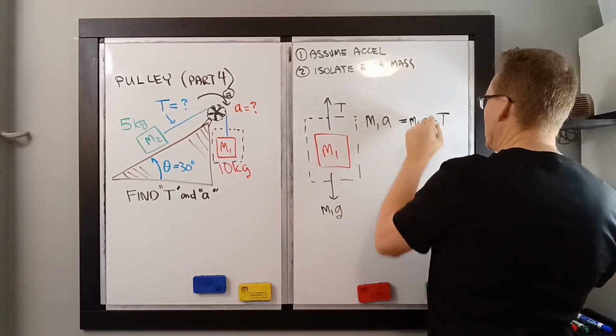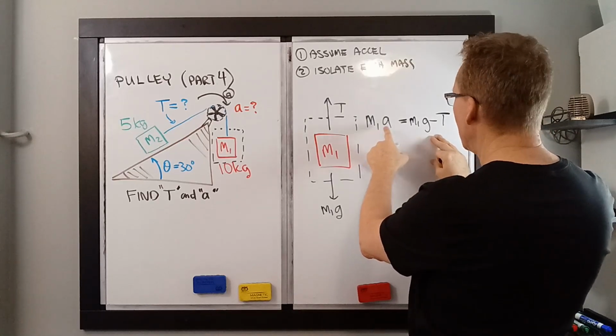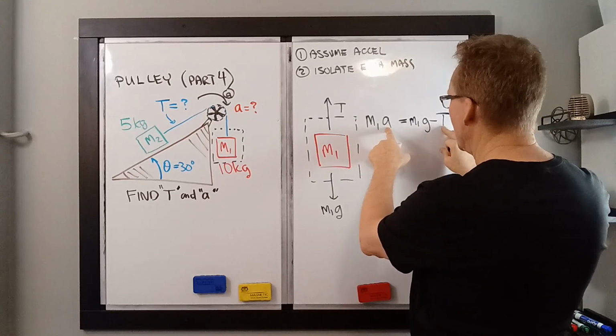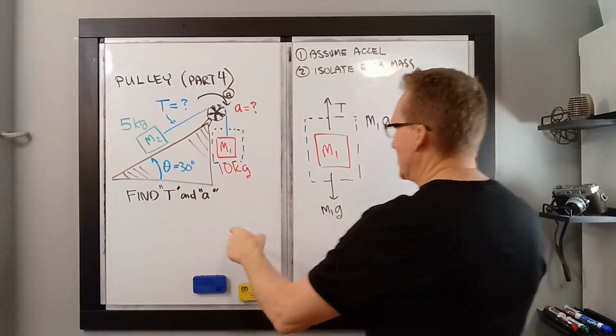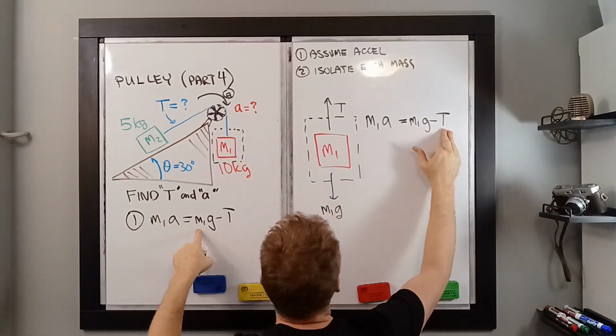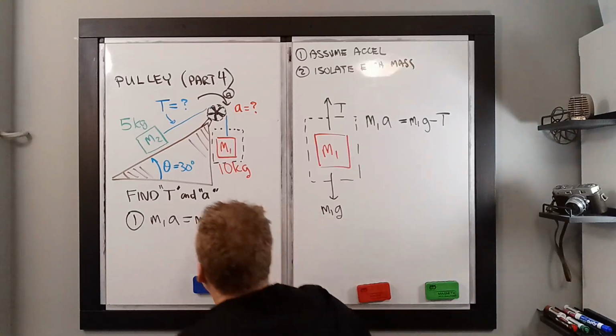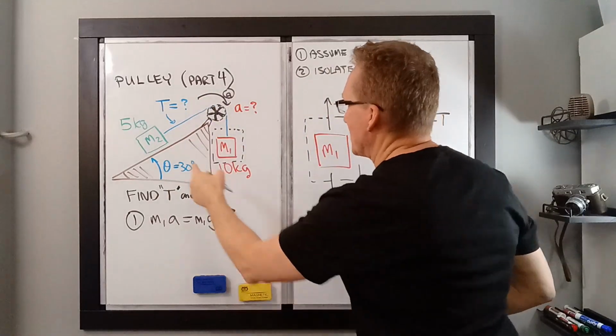M1G minus tension. Here we have the first of the two equations we're going to need, because we're going to have two unknowns, the tension and the acceleration. I'm going to write that equation over here and then double check. M1A equals M1G minus tension. Make sure you have everything correctly labeled. Now we can erase this side, and I'm going to isolate this one.